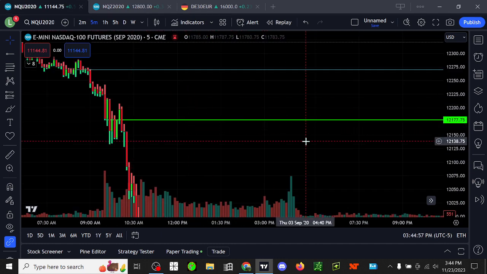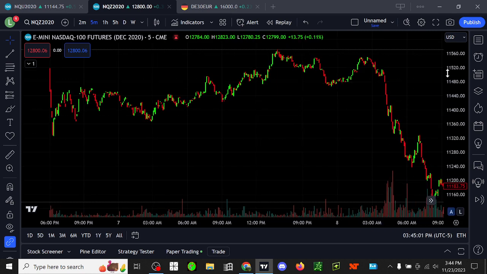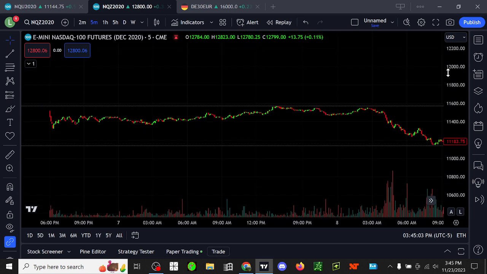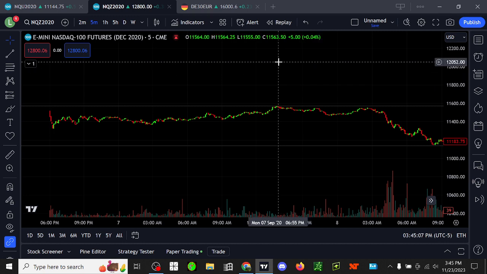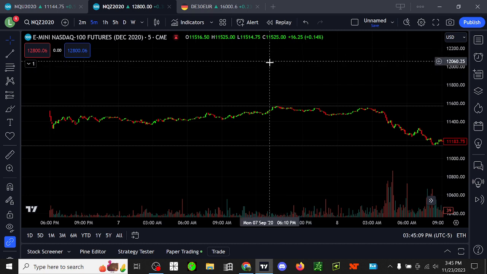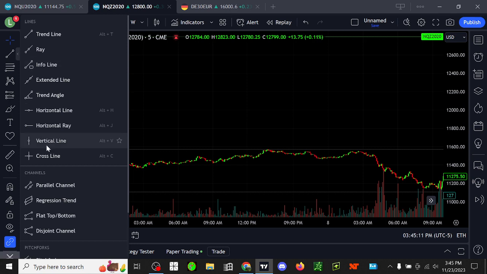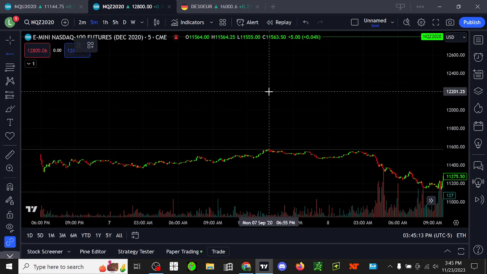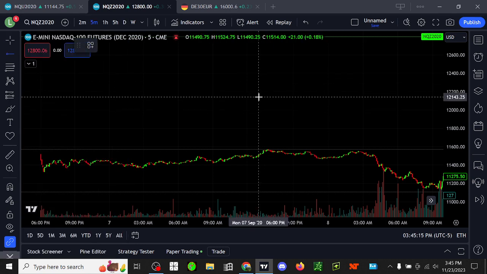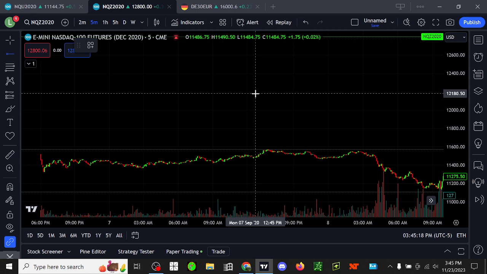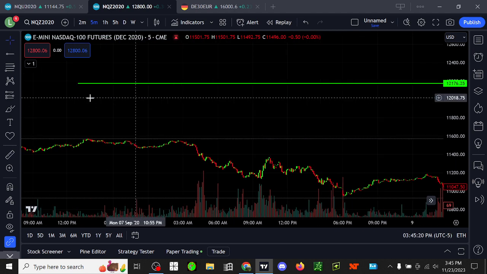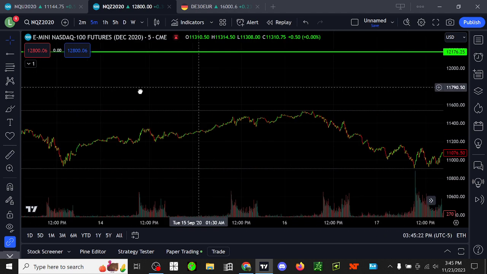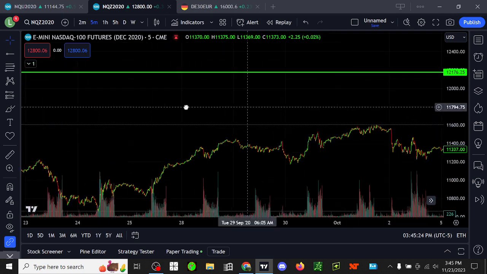So this level is 1217775. Okay, so let's find that level on our chart. 1217775. Okay, that's close enough. I'm just going to scroll forward, if it'll even get there in this.